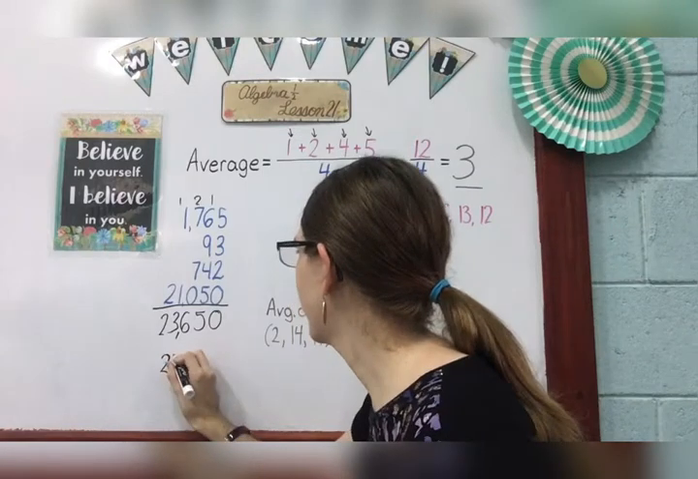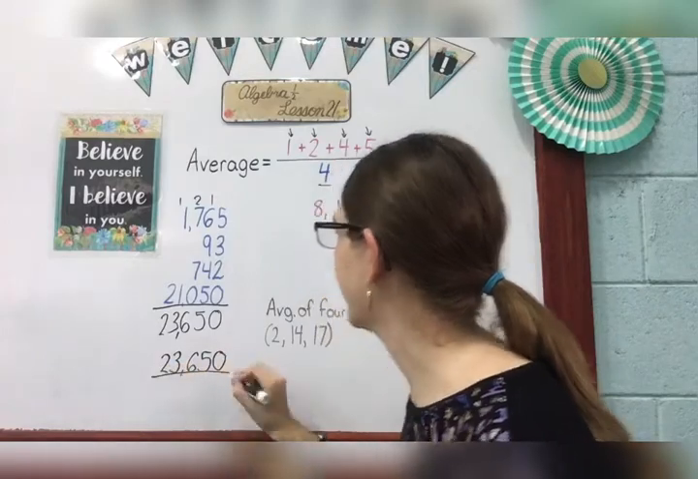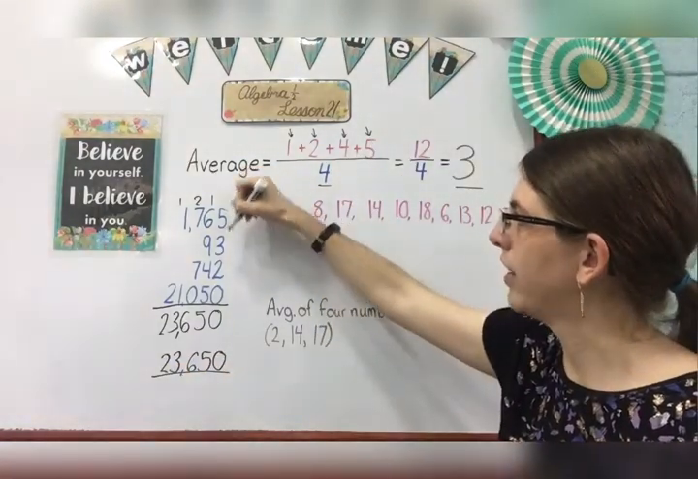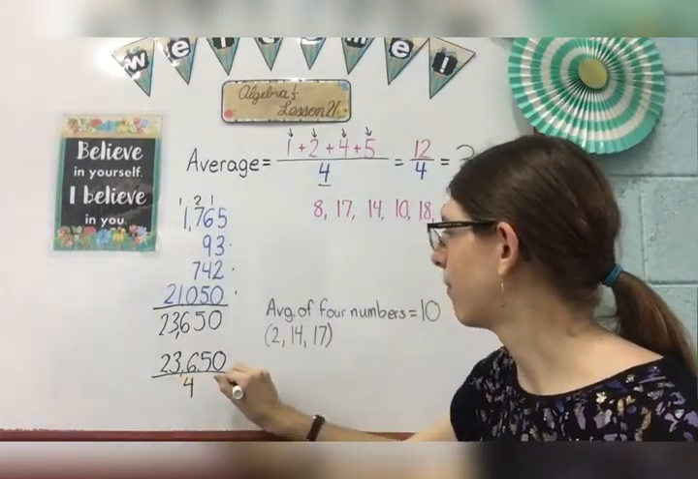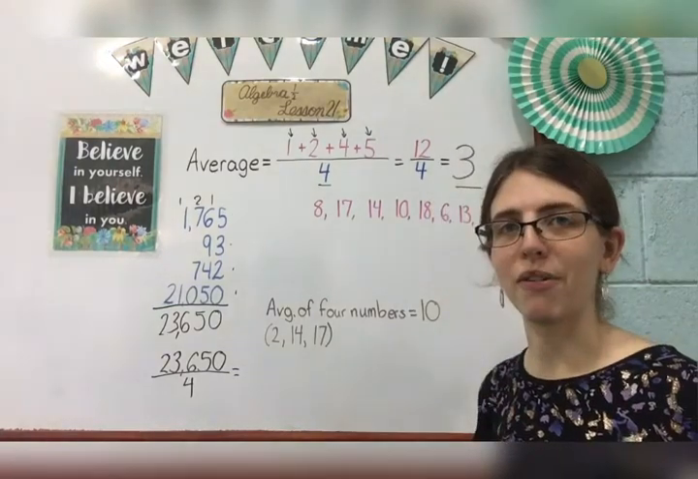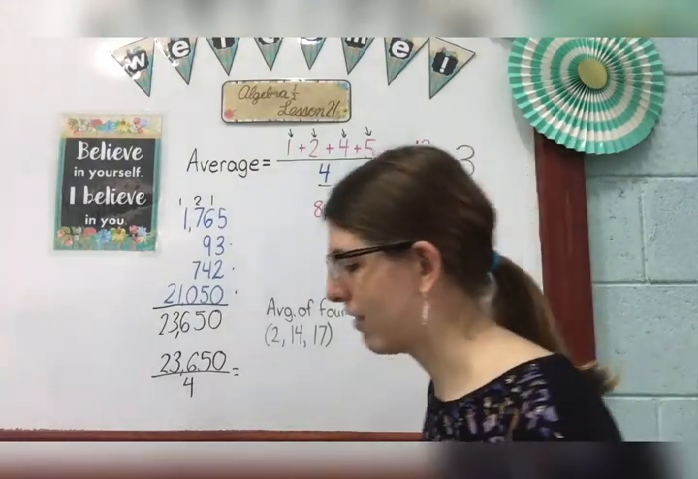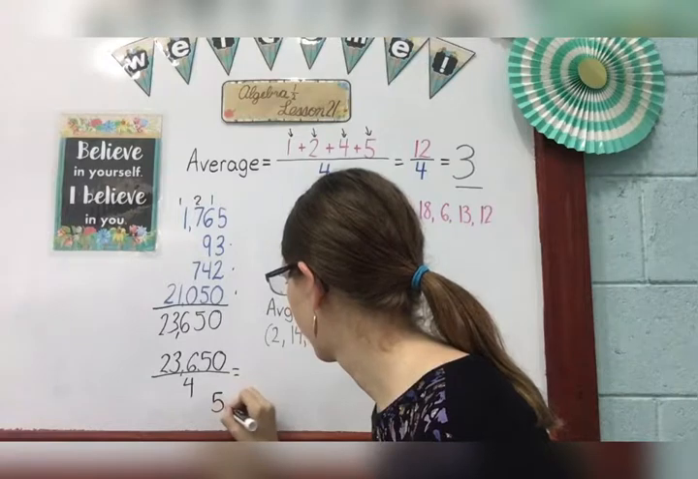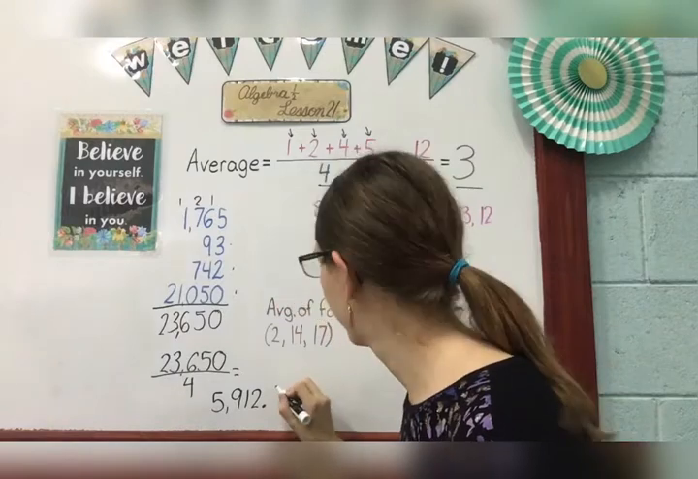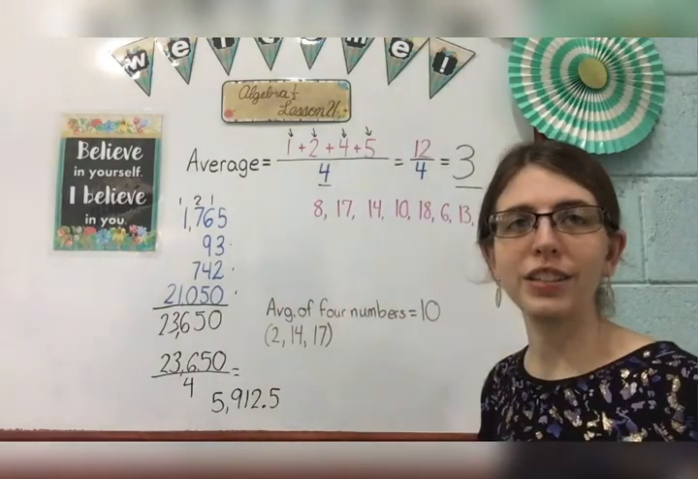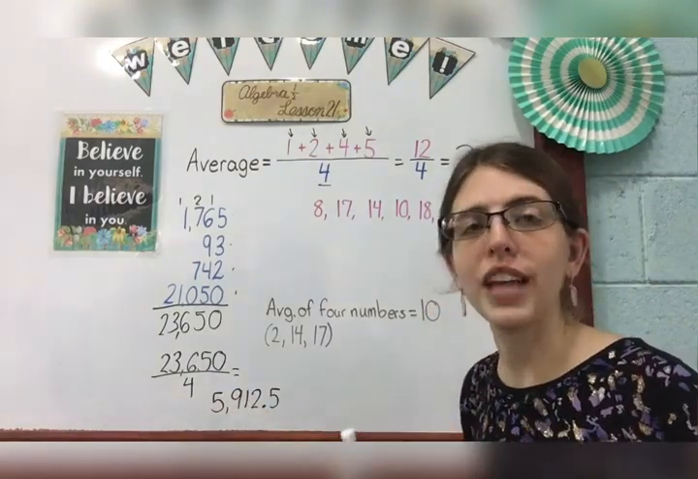So I'm going to take 23,650 and I'm going to divide it by, well, I added 1, 2, 3, 4 numbers together. So I will divide it by 4. What answer do you get when you divide it by 4? Your answer is going to be 5,912.5. The reason for that is that 4 does not go evenly into 23,650. You are going to have a remainder.